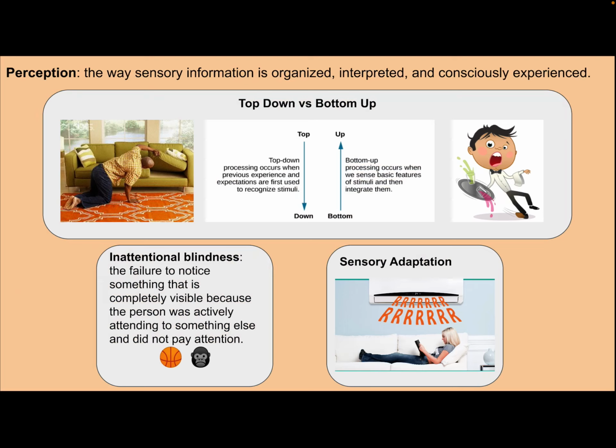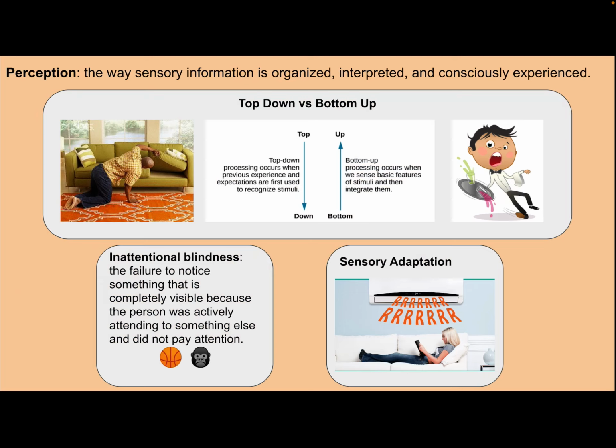Let's talk about perception now, as opposed to sensation, which is just the physiological seeing or hearing of something. Perception is the way sensory information is organized, interpreted, and most importantly, consciously experienced. How do we experience what our senses are sensing? That's our perception, how we perceive it. There's 2 main ways that we can perceive sensory stimuli. There's top down or bottom up.